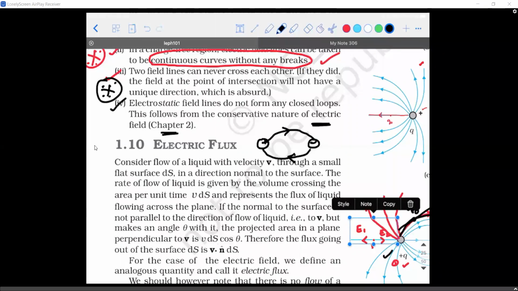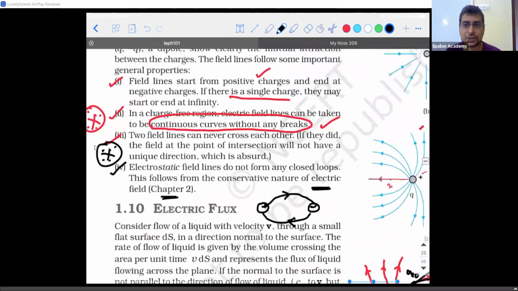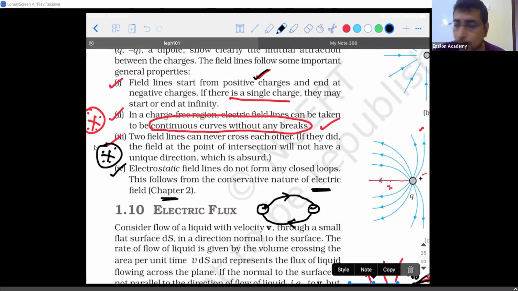So, okay, sir, it's unidirectional here. Unidirectional, that's the first point. It always starts from a positive charge and it will always end at a negative charge. Okay, sir, I understood. That is the meaning. So most of the part would be clear if you're clear with what electric field lines are.